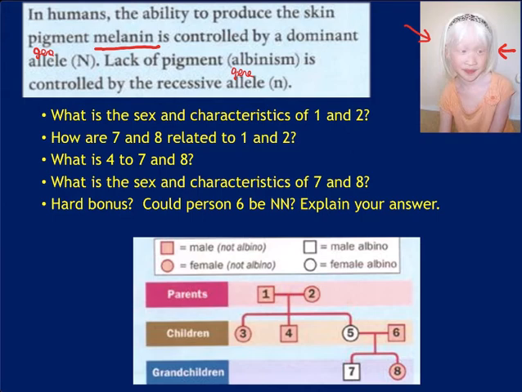So this is a little pedigree chart for somebody. They've told you parents, children and grandchildren. But sex and characteristics of person 1 and 2. So in this instance, 1 is male and normal. Person 2 is female and normal. How are 7 and 8 related to 1 and 2? So it's already over here. Terrible question. So they are grandchildren.